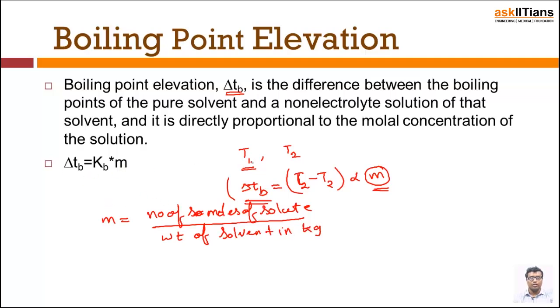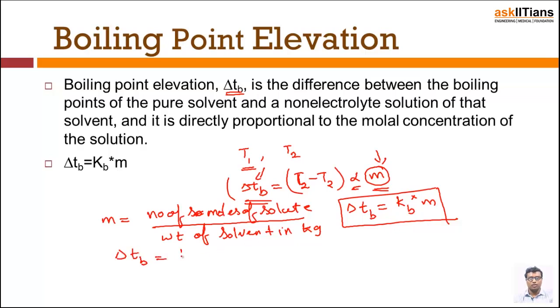So, this boiling point elevation will be directly proportional to molality, and to remove this proportionality, there comes a boiling point elevation constant, Kb. So, this will be now Kb multiplied by molality. What is molality? I can write this as delta Tb is equal to Kb into molality.